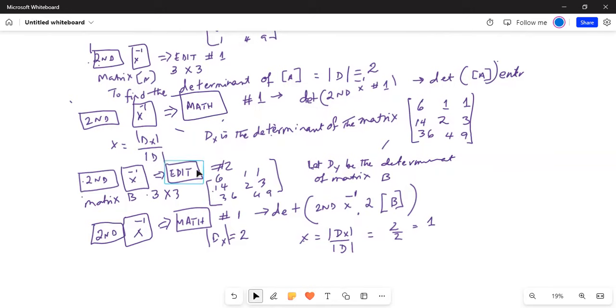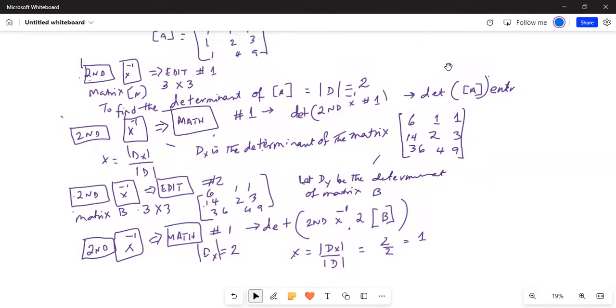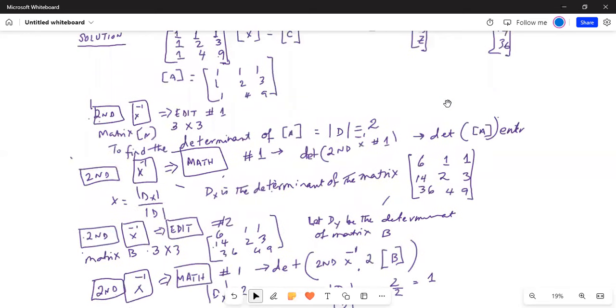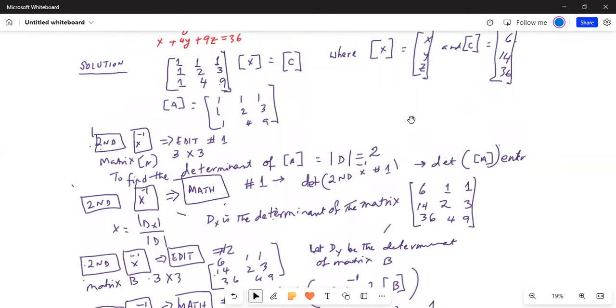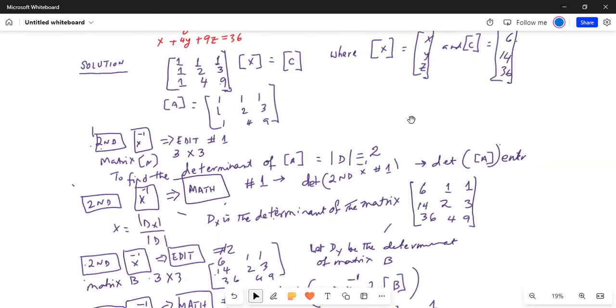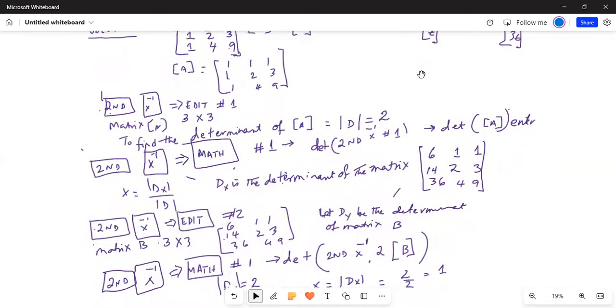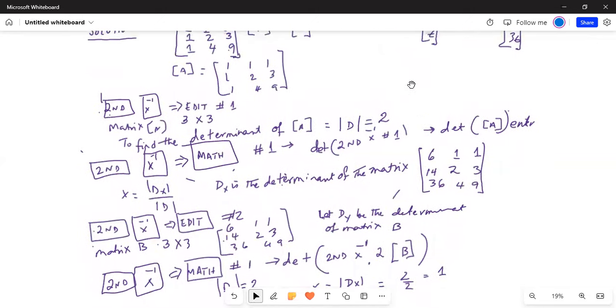So just to remind you, the original matrix was this: 1, 1, 1, 1, 2, 4, 1, 3, 9. Now I'm going to put the constant terms, which are 6, 14, and 36, in the second column of the original matrix. Find its determinant and then divide it by the determinant of the coefficient matrix to solve for y. Okay, so we have to create matrix B. Yeah, we call it matrix C actually.